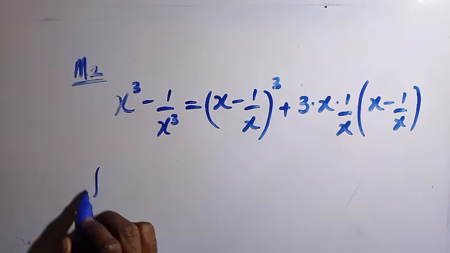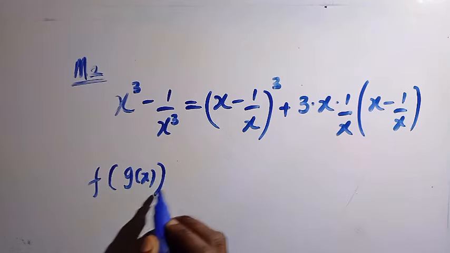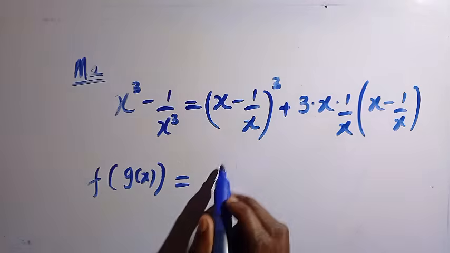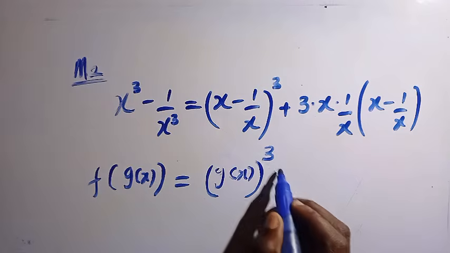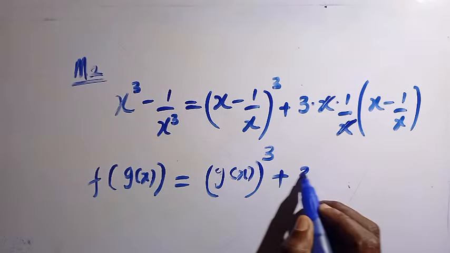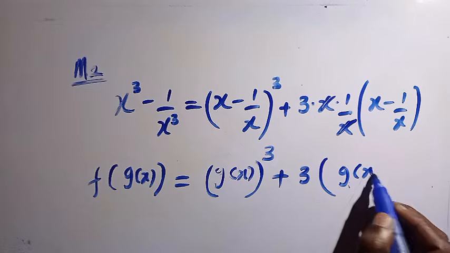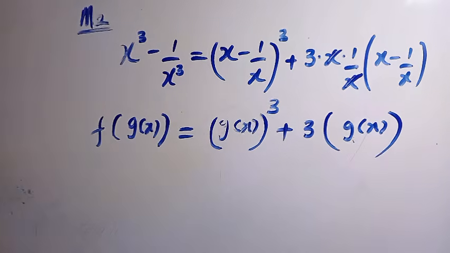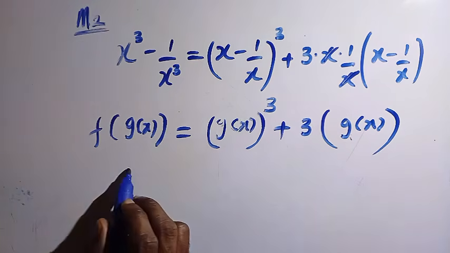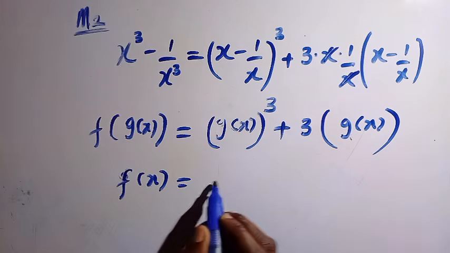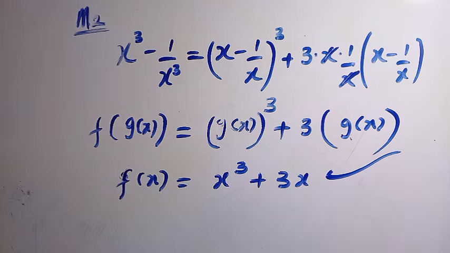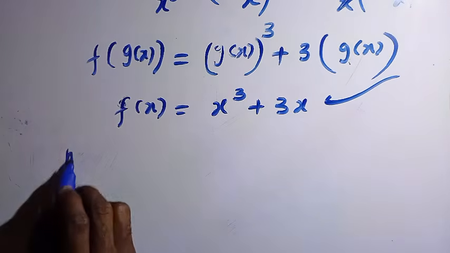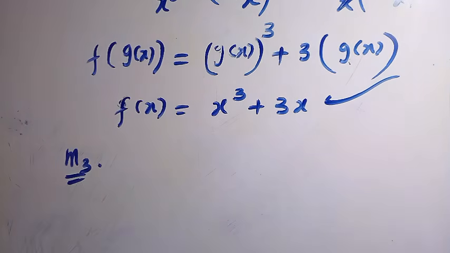And by replacing this with f of g of x, this equals x minus 1 over x, that gives g of x, then raised to the power of 3, plus, so x cancelled x, we have 3 bracket x minus 1 over x, that is g of x. So just replacing g of x with x, we have f of x equals x to the power of 3 plus 3x. So this is just the same as what we have above. Consider this as the second method, and let's see the third method, and this is going to be the most interesting part of the method.